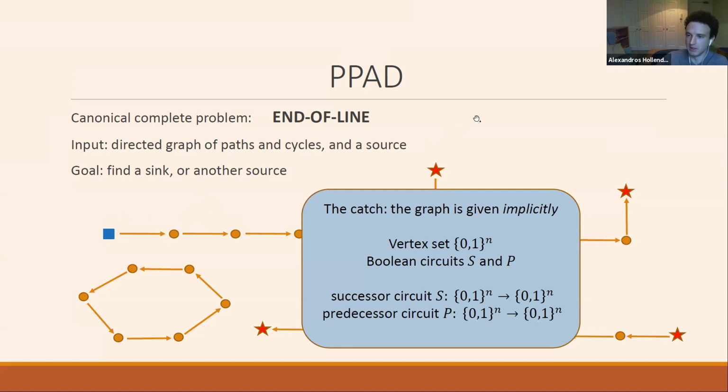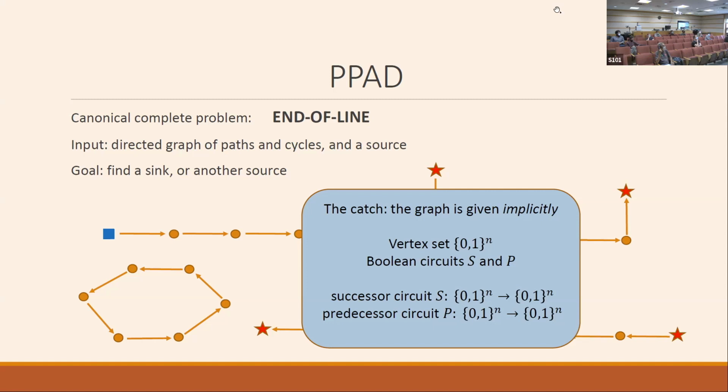So intuitively, the idea is you can explore the graph efficiently. You can take one step in the graph efficiently, but the size of the graph can be exponential in its representation. And that is what makes the problem non-trivial to solve.